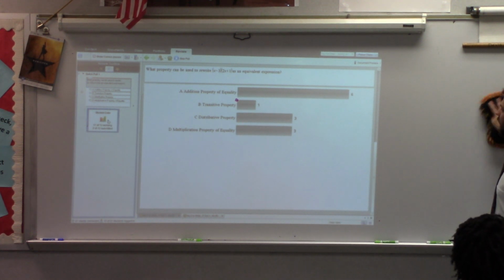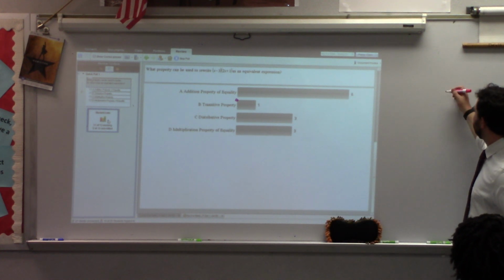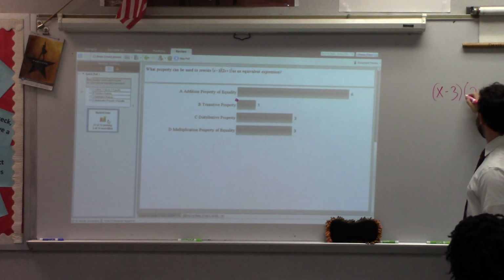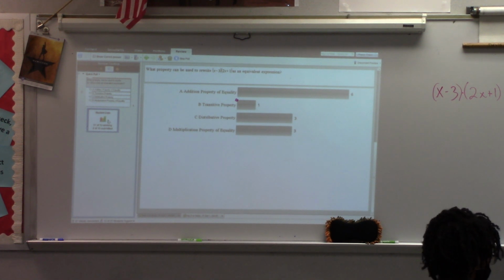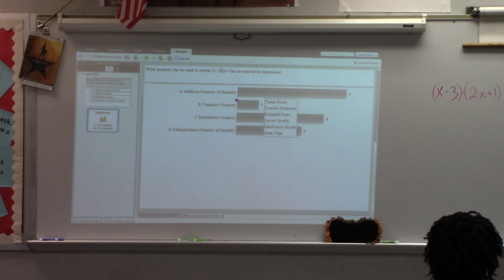But what I'm looking at is x minus 3 times 2x plus 1. And so I have a lot who say the addition property of equality. Can someone who told us that give us an explanation of why they said addition property of equality? Well, I got 6 of y'all who said it. So we got Tamia, Jaquan, Kadeja, Xavier, Mackenzie, and Jesus.